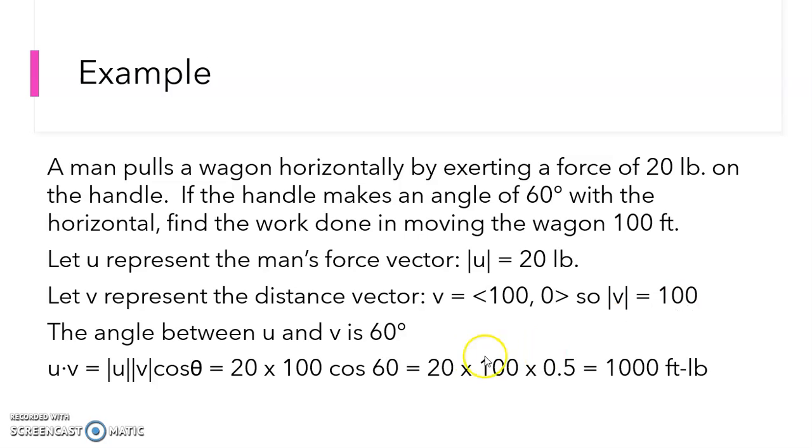So the magnitude of vector V is 100 if you use the magnitude formula. And we do know the angle in between U and V, that's 60 degrees. So I'm going to use the formula that U dot V is the magnitude of U times the magnitude of V times the cosine of theta. So I did 20 times 100 times the cosine of 60. And the cosine of 60 is 1/2. So 20 times 100 times 1/2 is 1,000 foot-pounds. And that's the answer to this question.